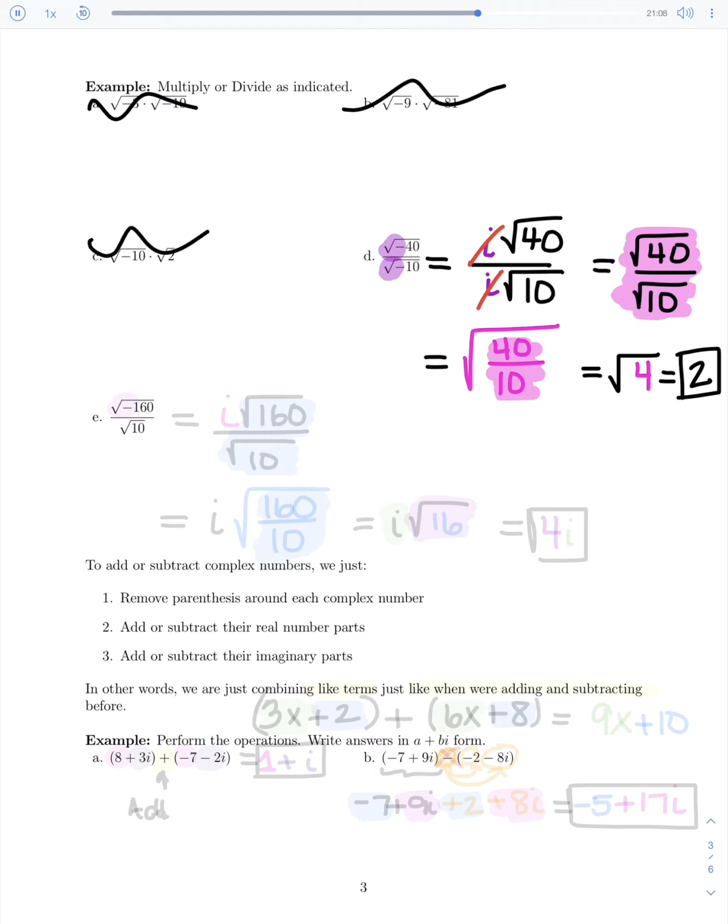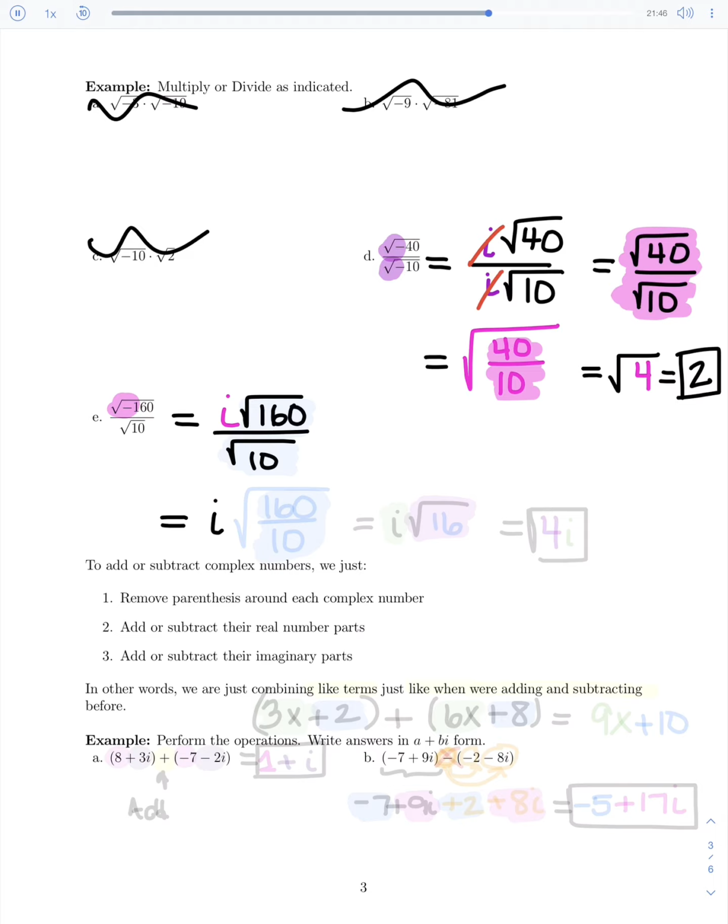In E, we're going to do the same type of thing. We're going to look at the fact that the top has a negative inside of the square root. So we will pull that out. It will come out as an i, leaving us with still the square root of 160 and the square root of 10. Notice there was no i this time to pull out of the square root in the denominator. What does that mean this time? It means that there is no way to cancel out the i that's on top this time. That's okay. It just means my final answer will have an i in it.